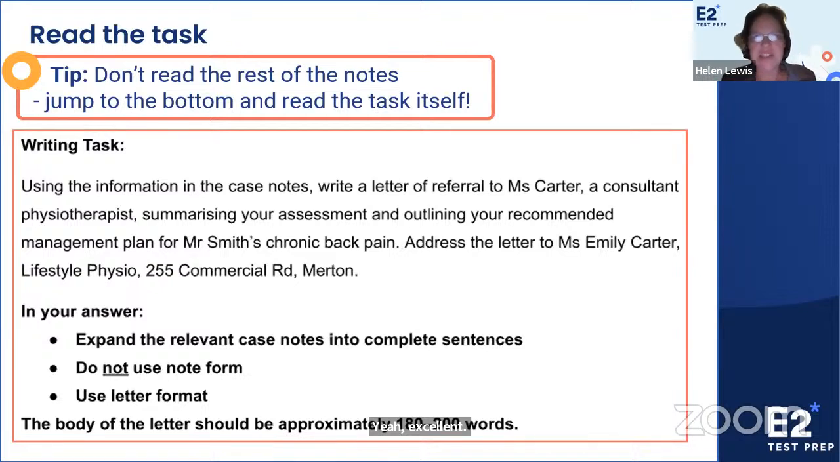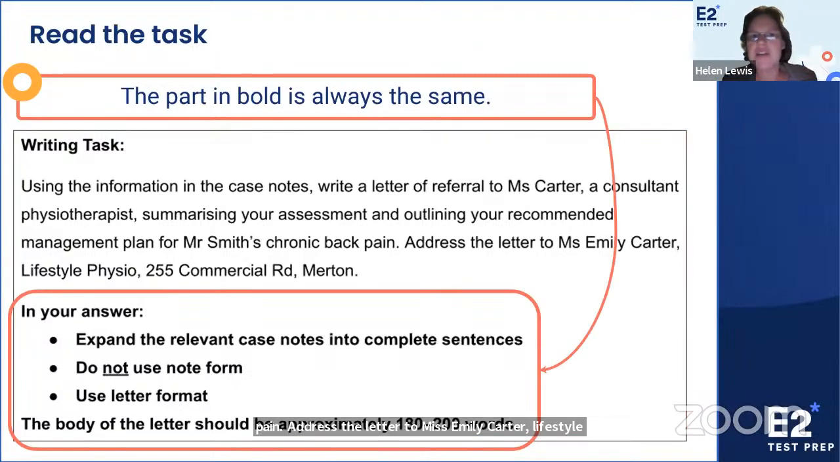A tip is don't just read the rest of the notes, jump down to the bottom and then read the task itself. So here we have the writing task, and it says, using the information in the case notes, write a letter of referral to Miss Carter, a consultant physiotherapist, summarising your assessment and outlining your recommended management plan for Mr. Smith's chronic back pain. Address the letter to Miss Emily Carter, Lifestyle Physio, 255 Commercial Road, Merton.